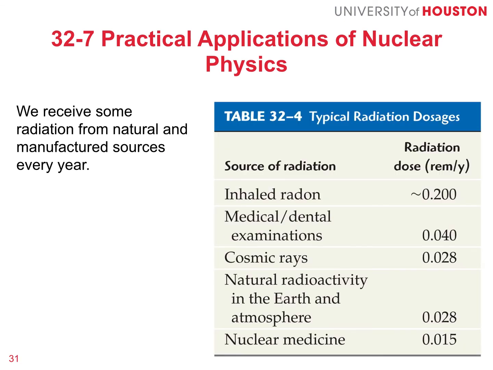Here are some sources of radiation that we typically receive throughout the year. Some are natural sources, some are manufactured. The natural sources are cosmic rays, which is radiation that comes from space, and the natural radioactivity in the Earth and the atmosphere. We also can receive radiation from nuclear medicine, medical and dental examinations, and inhaled radon. The amount of radiation is measured via the dose, which is essentially the number of rem per year.